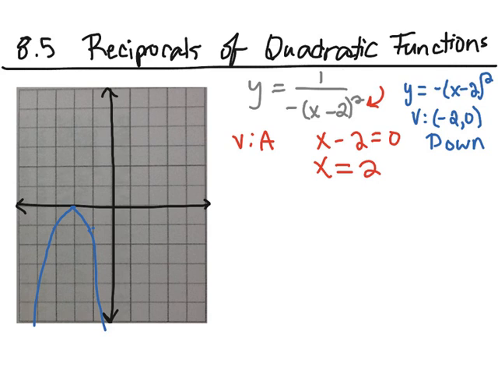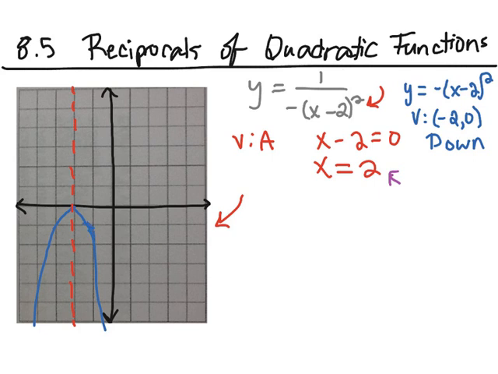We know because of this that we have a vertical asymptote at negative 2, so we're going to draw that in with a broken line. And because it opens down, we know that our graph is going to be in our bottom two quadrants. So we want to find our invariant points.